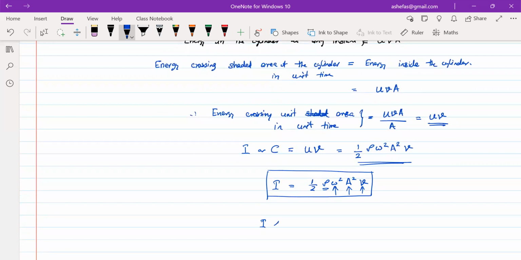This is one important result: the intensity is quadratically proportional to the amplitude. I is proportional to A squared, amplitude squared. That's all about the discussion of intensity and energy density. In the next class, we'll be discussing the transverse wave in a stretched string.